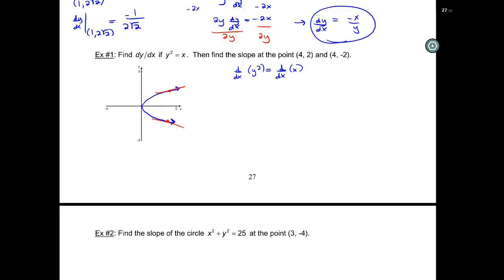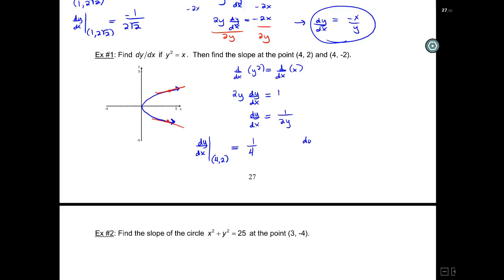Okay, what do we get on the left side? 2y dy/dx. And what do we get on the right side? Just 1, right? Derivative of x is 1. So dy/dx equals 1 over 2y. So notice it doesn't even depend on the value of x now. It only depends on the value of y. However, when I write out dy/dx, I am going to put evaluated at (4, 2). So what do we get? 1/4.